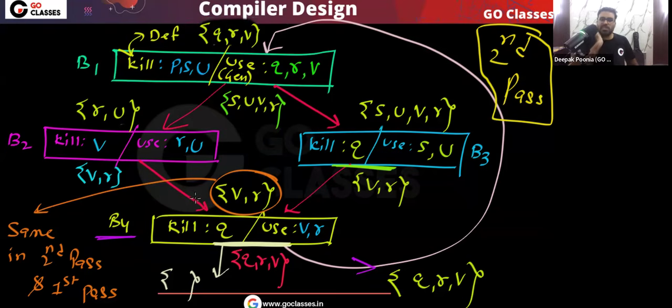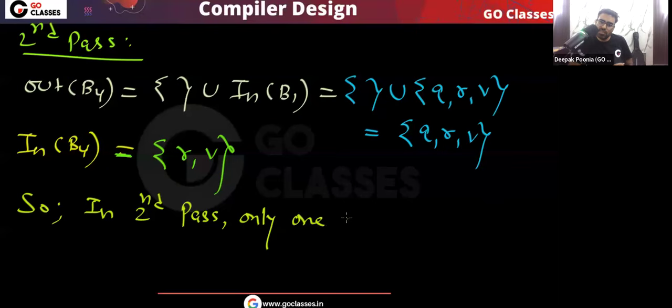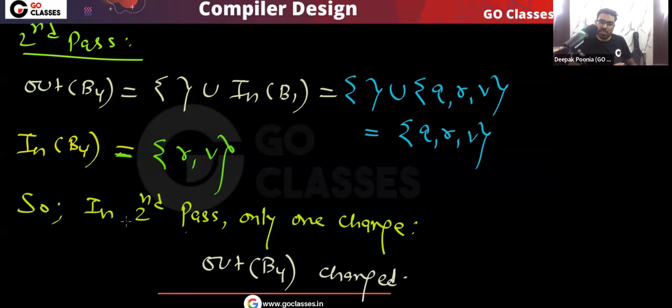Yes or no? So there is basically only one change in the second pass. This is the only change. QRV means this out of B4. So remember, in the second pass, only one change. What is that change? That change is basically out of B4. Out of B4 changed. Nothing else changed.